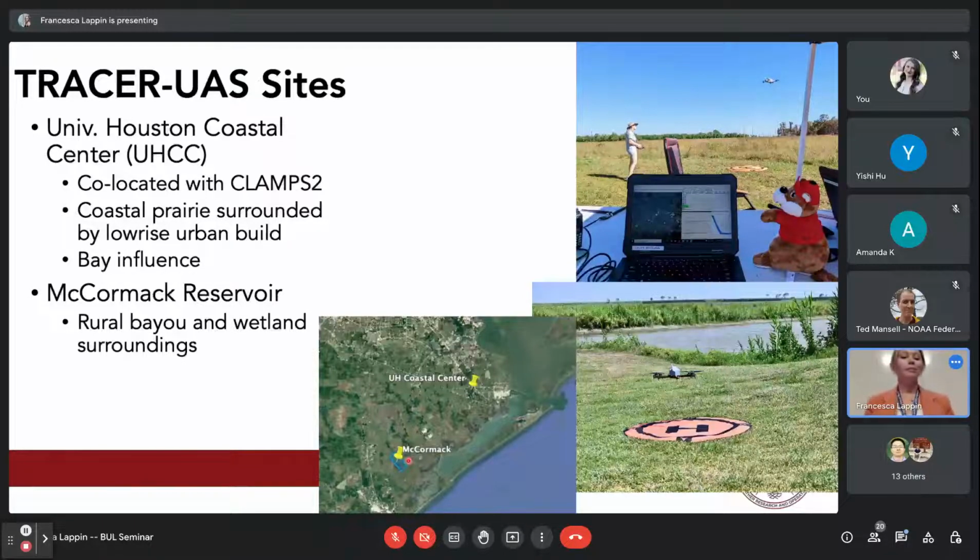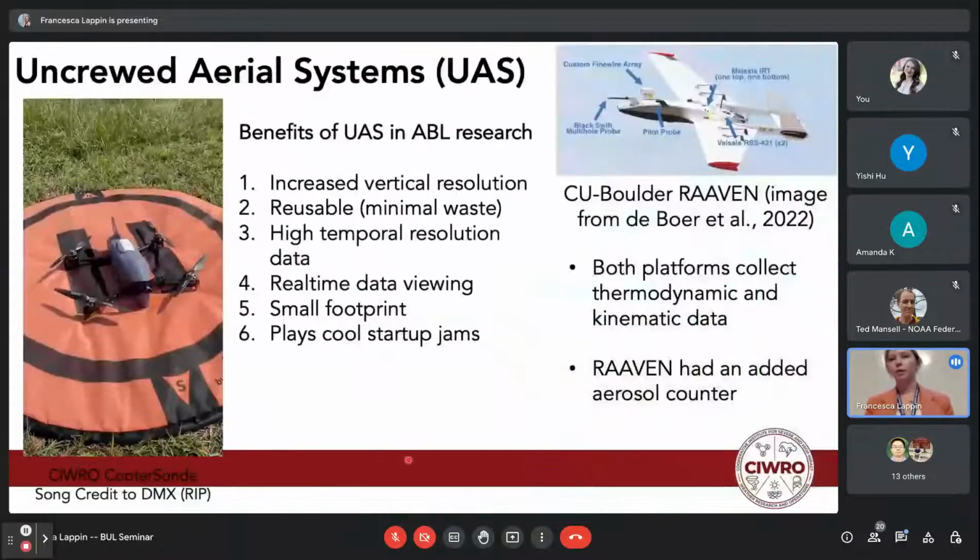And you might be wondering, what even is a UAS and why do we care? So UAS are uncrewed aerial systems, and UAS in boundary layer research really go hand in hand because you have increased vertical resolution. You can dictate the ascent rate to customize how many data points you would need in your sample. They are highly reusable. This one in particular has over 26 flight hours on it, 255 flights, and it could still go if it wanted to.